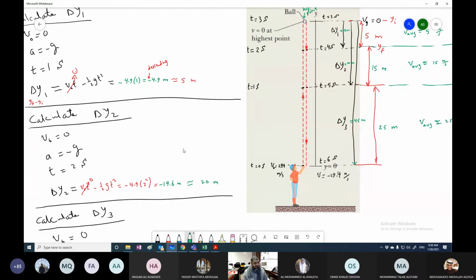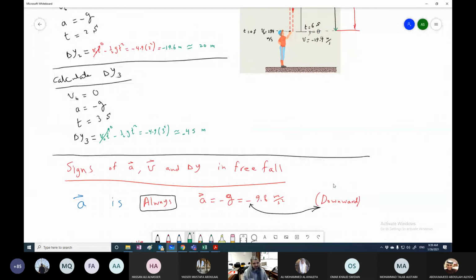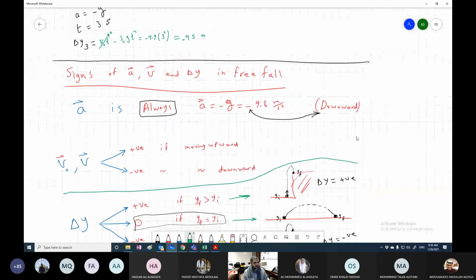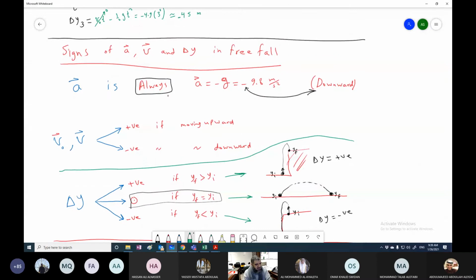So the lesson we learn from this discussion is that the object in free fall doesn't travel the same distance in every second. Okay. Now the signs. The signs of a, v, and delta y in free fall. The acceleration is always negative, and its magnitude is 9.8 meter per second square. And this negative sign means that its direction is downward.